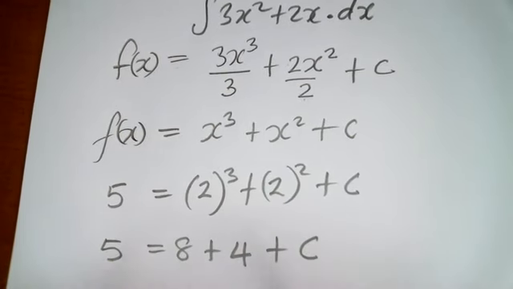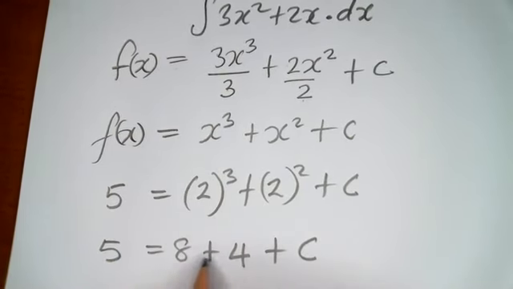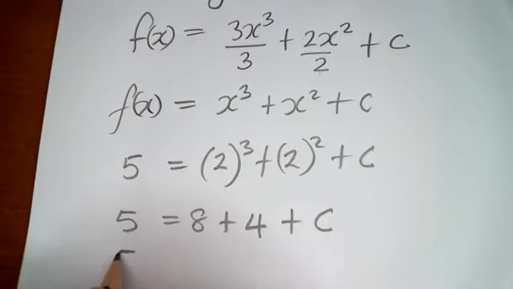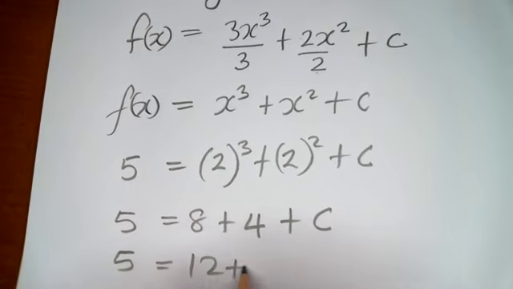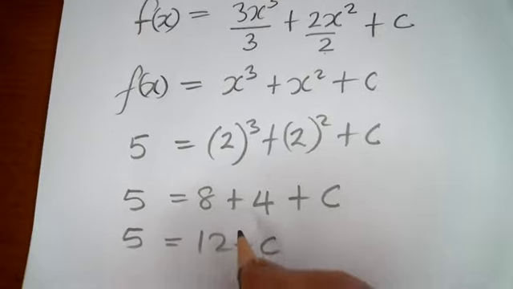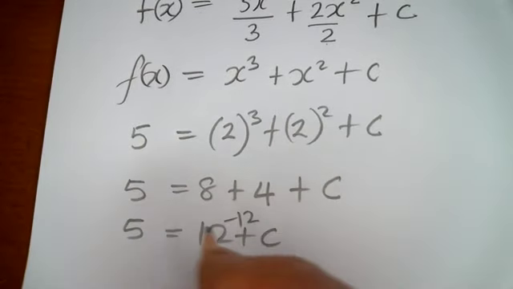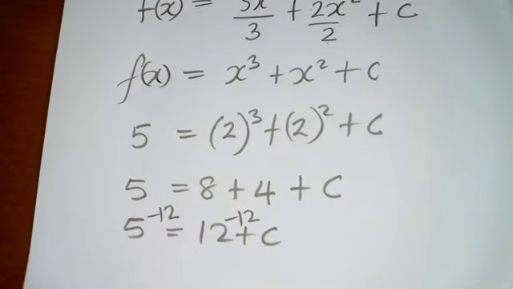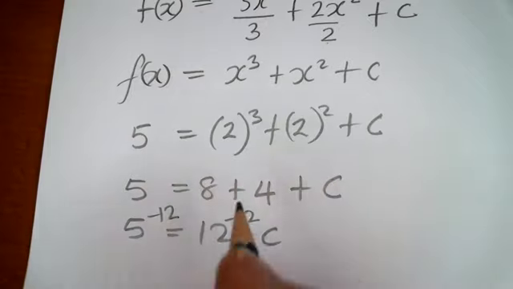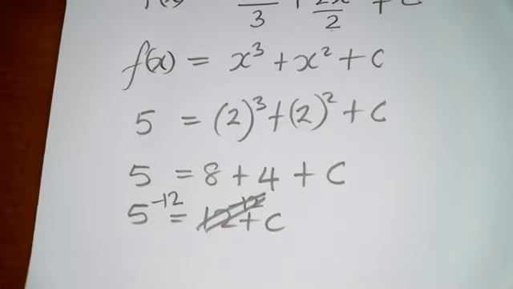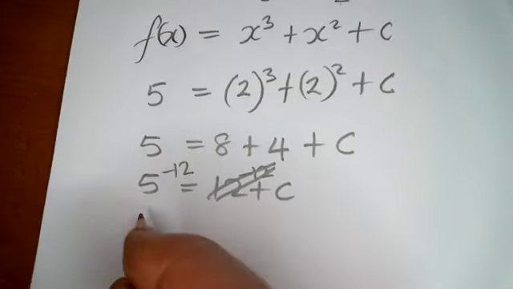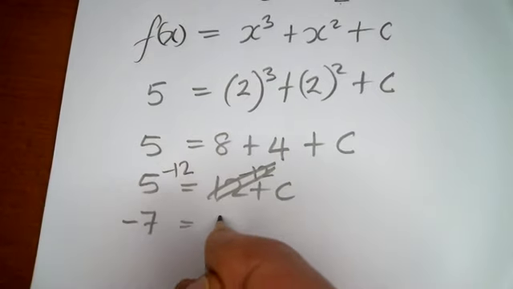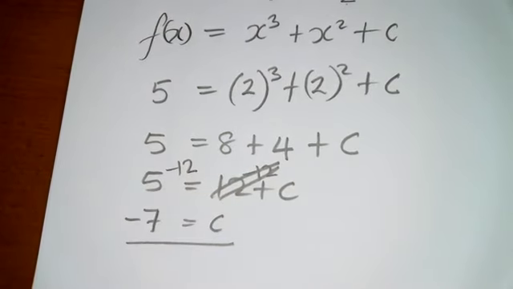So at the moment, I've got 8 plus 4, well, 8 and 4 is 12, so 5 is equal to 12 plus c. So if I subtract 12 from both sides, I'm going to end up with c. So of course, 12 minus 12, 0. 5 minus 12 will give me a negative 7. So c is negative 7.